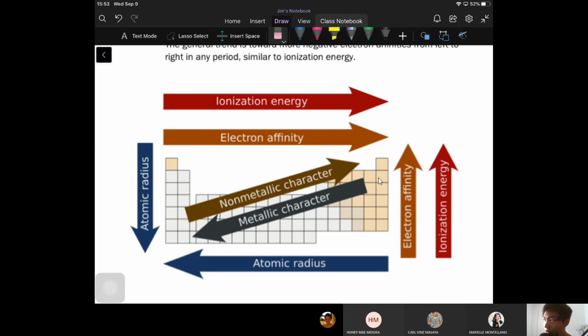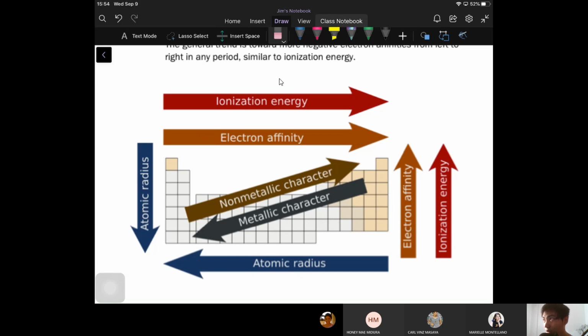Kasi they are nearing towards the noble gas. Malapit na sila sa noble gas. Ito yung gusto nila gayahin. So, the nearer your atom is to the noble gas, the more its electron affinity. Mas gusto niya ng electron kasi malapit na siya maging noble gas.